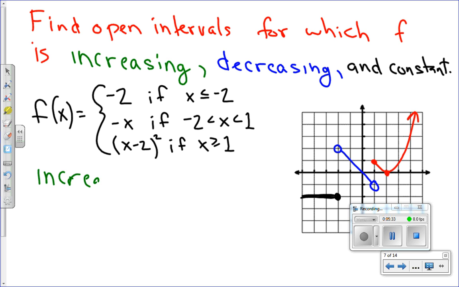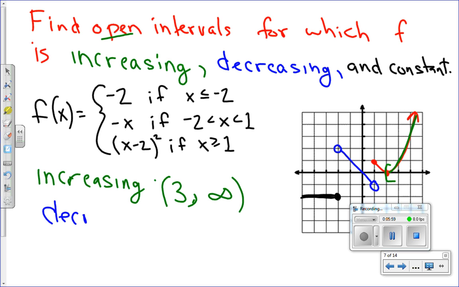So we would say that this graph is increasing on intervals. Going uphill from left to right, there's only one place. So that is the interval, all x values greater than 3. One thing we do note here is that it does say open, so we do want to just write this as 3 to infinity. Decreasing is when the graph is going downhill from left to right.